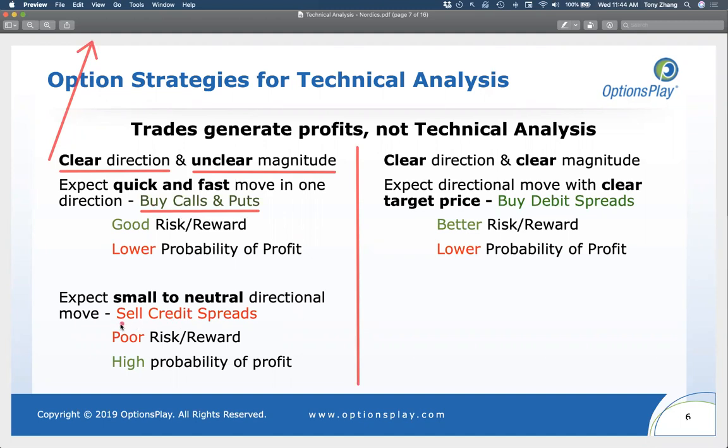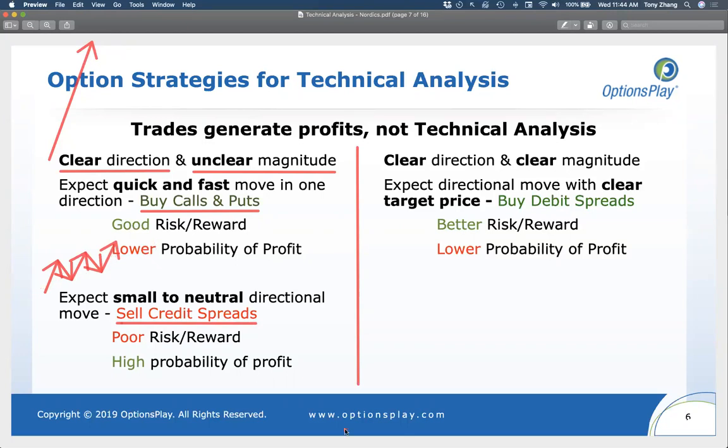If you expect the stock to make a smaller, neutral move, that's when you want to sell a credit spread. A credit spread will allow you to make a profit if the stock makes a fairly slow move in one direction, where you're clear about the direction, but you're not quite sure that it's going to move very much.